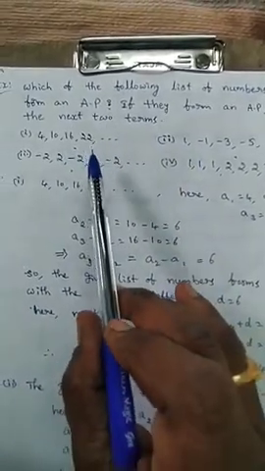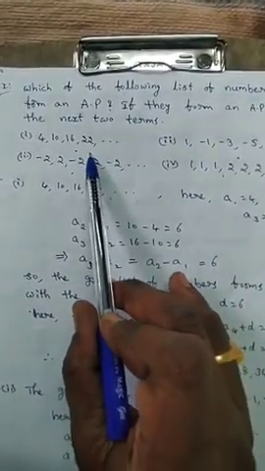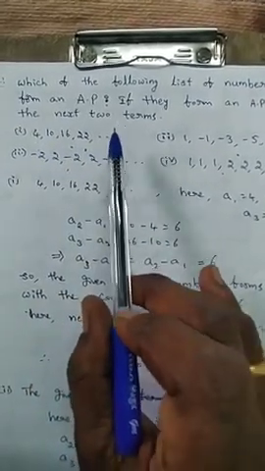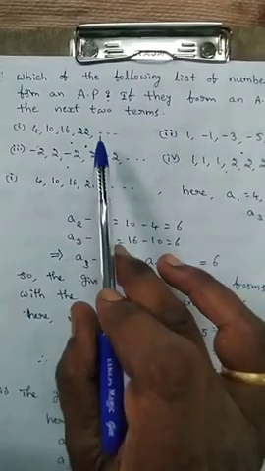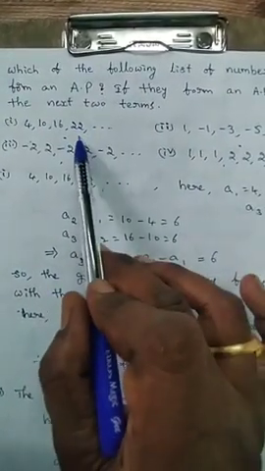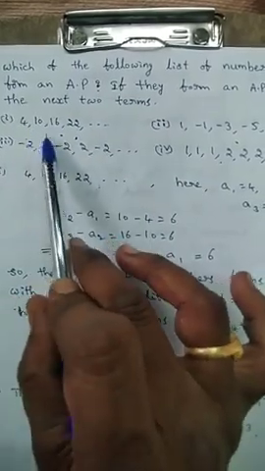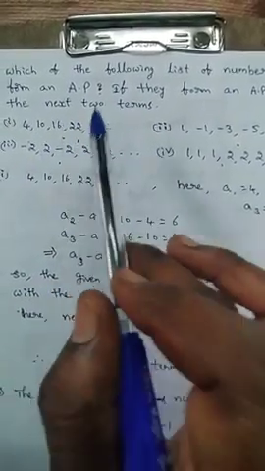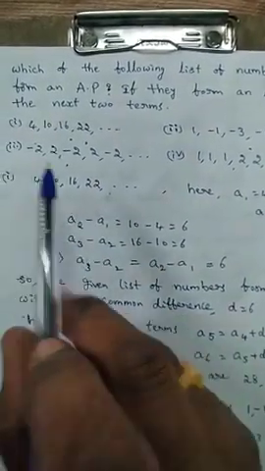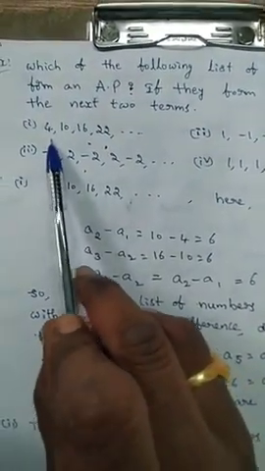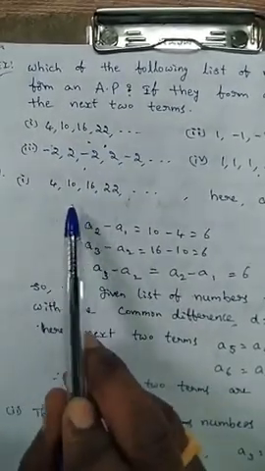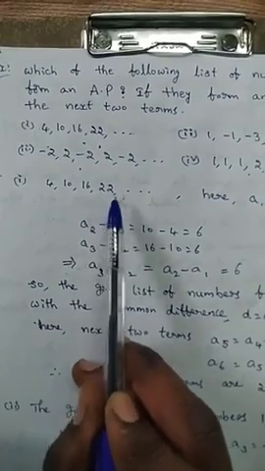Okay, we can observe each and every list of numbers. We'll find whether these lists of numbers form an AP or not. If they are in AP, then we can find the next two more terms. If they are not in AP, then there is no need to find the next two terms. Now the first question: 4, 10, 16, 22 and so on.